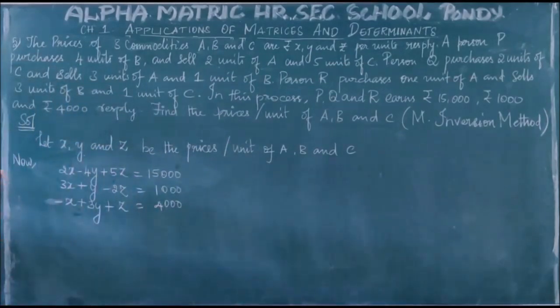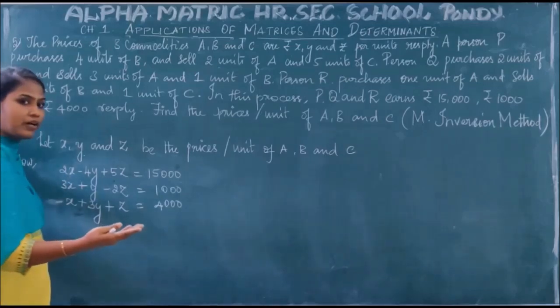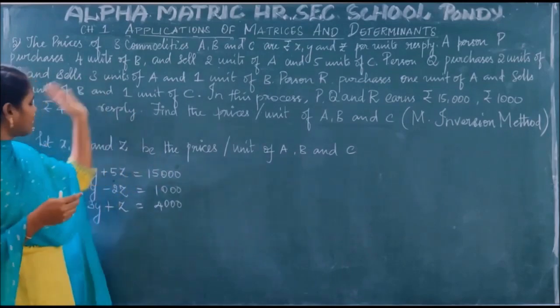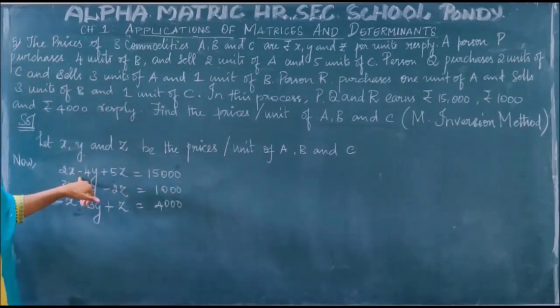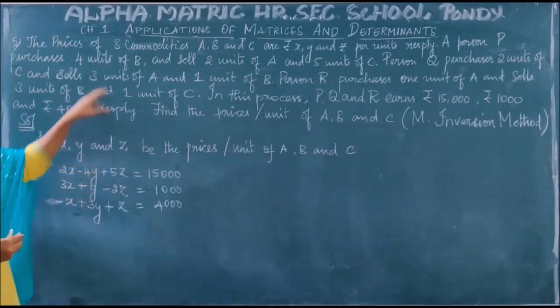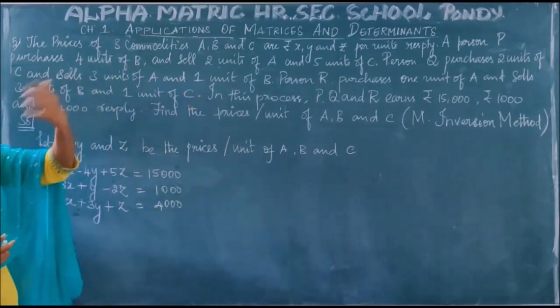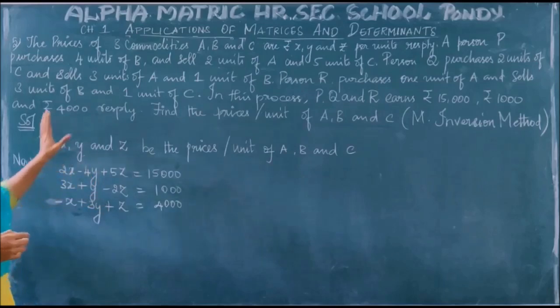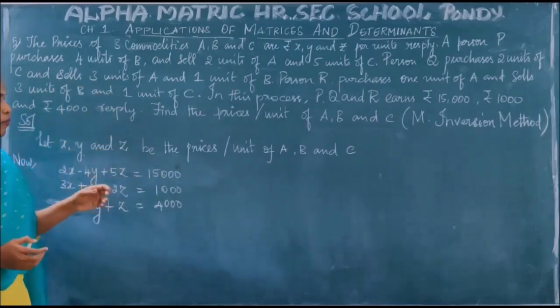When a person sells something, he earns money, so that becomes positive here. When he purchases something, he loses money, so it becomes negative here. So when we purchase, we lose money, and we mention it with a negative sign. When we sell something, we earn some money, so I am mentioning it with a plus sign. By this we are going to frame the equation.